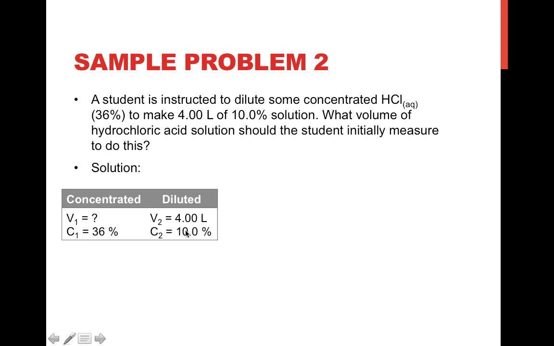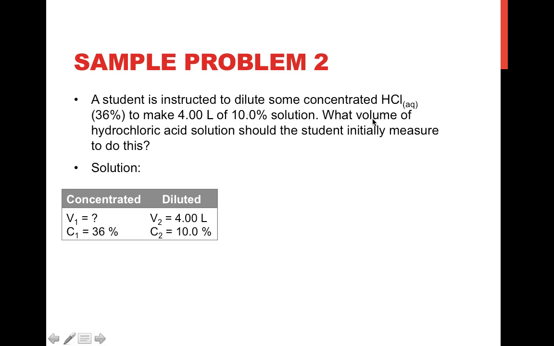Now, if you're not sure whether it's the initial or final and which numbers go together, we will often see that the numbers that go together are very close together in terms of the information that's given. Just try to look at the wording. If you're trying to make this solution, that is always going to be the diluted. If you're starting with this, that's going to be your concentrated.